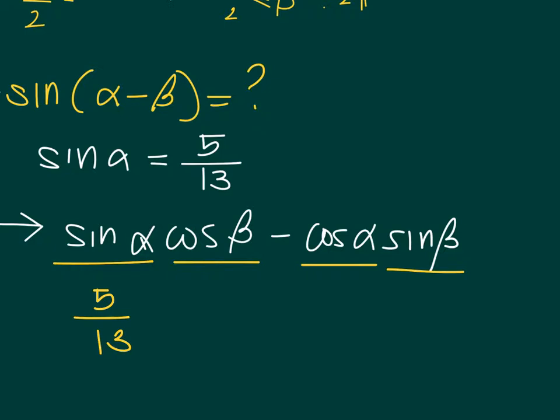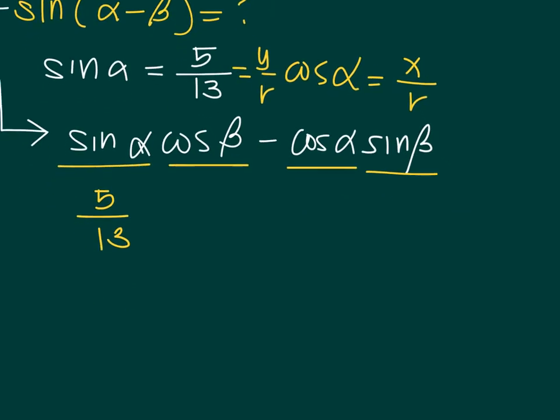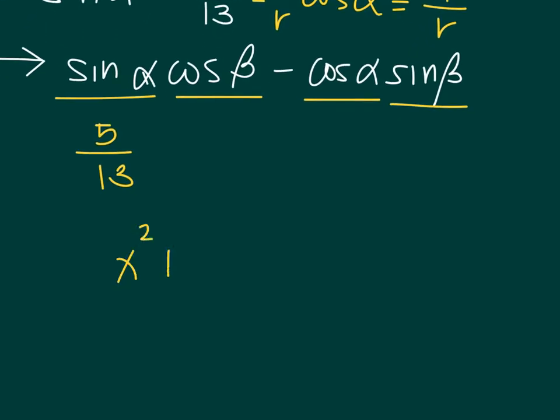Let's start with filling up the alphas. Because we already have sine alpha equal to 5 over 13, what should be the cosine of alpha? How do we find the cosine of alpha? Pythagorean. Remember the definition of sine: sine is y over r, cosine is x over r, and the relationship of x, y, and r is that x squared plus y squared is equal to r squared.